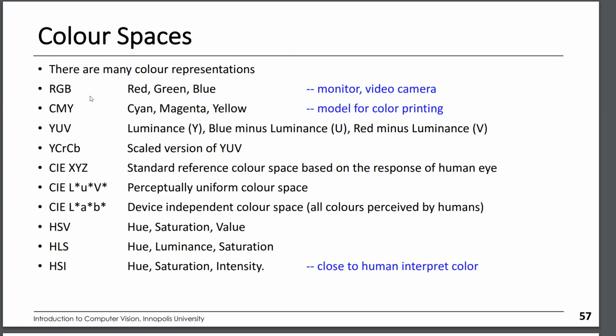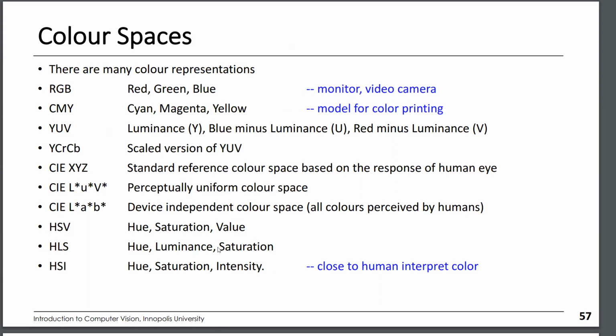So RGB, this is like the most commonly used. There is cyan, magenta, and yellow. This is also very much used in printing. We have these others, and you should not worry about all of these others. But I think HSV, HLS, and HSI are quite useful. So hue, saturation, value, hue, luminance, and saturation, and hue, saturation, and intensity.